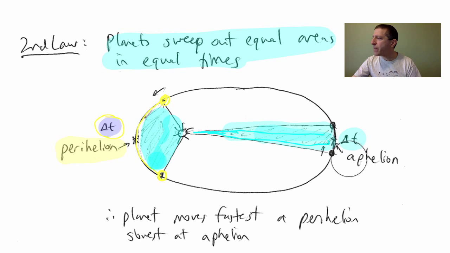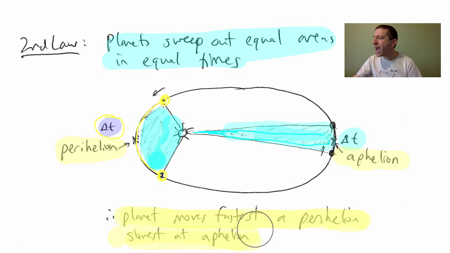This is the aphelion, the farthest point away, and you can use the mnemonic A is for away. Aphelion is right there, the farthest point from the sun. It actually moves fastest when it's closest to the sun. And we can prove this, and we will, using conservation of angular momentum for a particle.